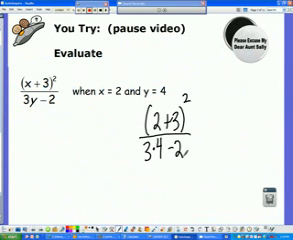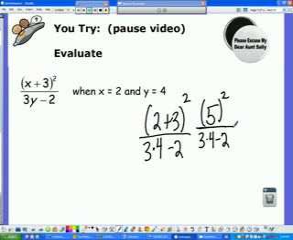Now that we've substituted all the x's and the y's, the next step is we're going to follow the order of operations. So we're going to take all of the parentheses. In this case, 2 plus 3 will give us 5. And then we have to square the 5. On the bottom, we have 3 times 4 minus 2.